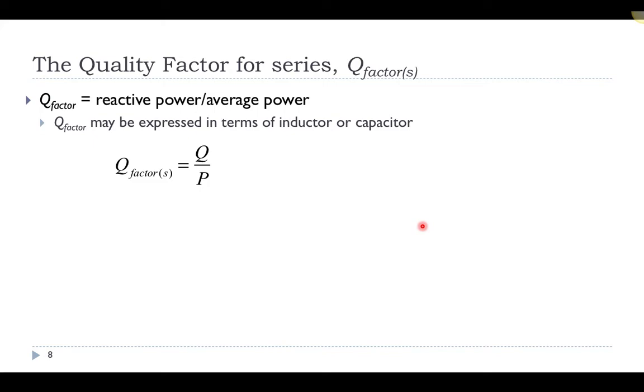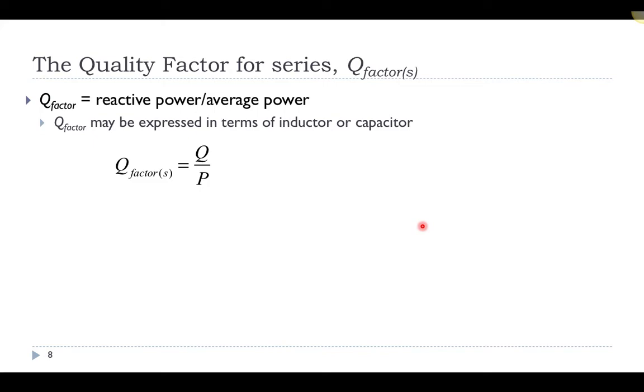So one of the things that we define for a resonant circuit is something called the quality factor, and we're looking at this specifically for series. Unfortunately, the symbol that's used for the quality factor is also a Q, similar to reactive power. So I have put a subscript of factor on the Q so that we know that we're talking about the quality factor. The quality factor is a measure of what the reactive power in the circuit is compared to the average power.